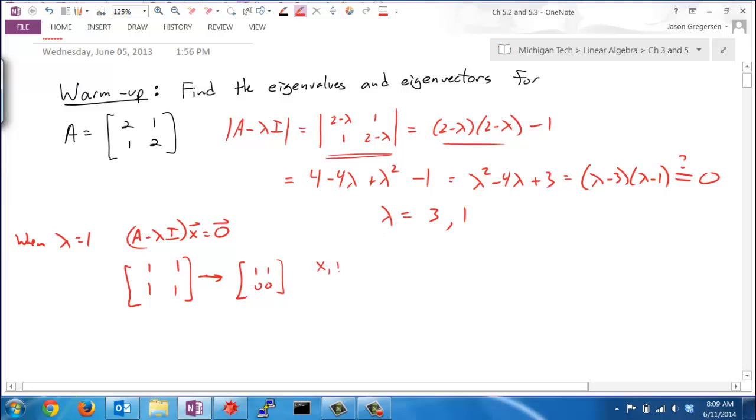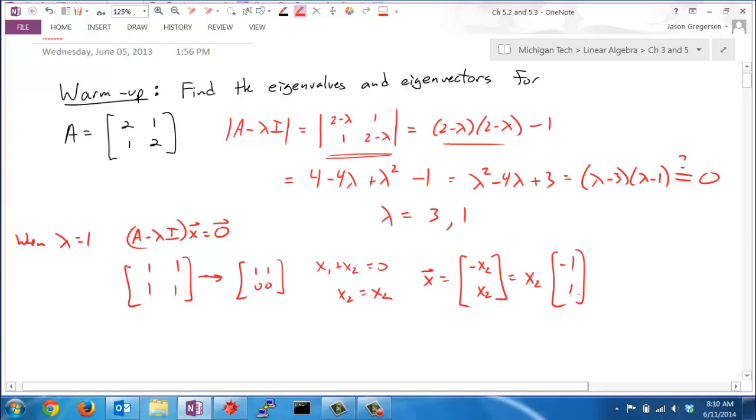So I can get x1 plus x2 equals 0. And x2 is my free variable. I'll write out my solution here. It's a vector with an x1 component, x2 component. But x1 is just equal to negative x2. And x2 is just my free variable. I factor out my parameter. I'll get a vector that looks like negative 1, 1. So I'll say that's my eigenvector, negative 1, 1.